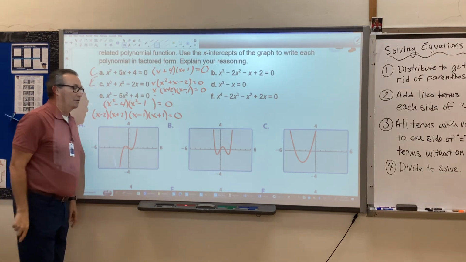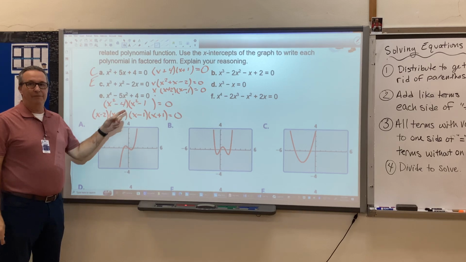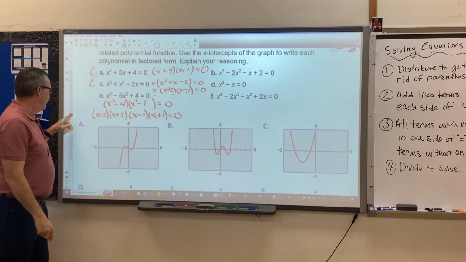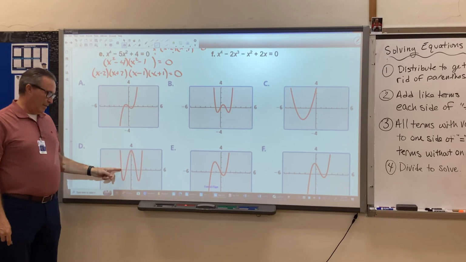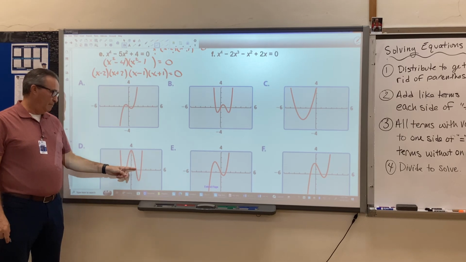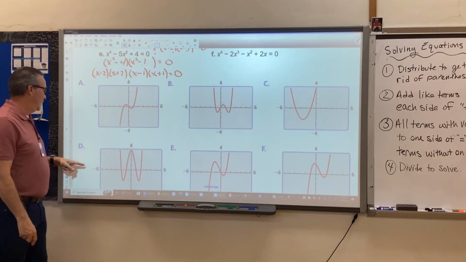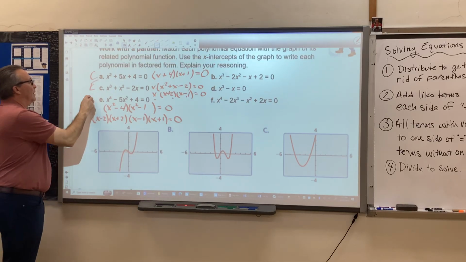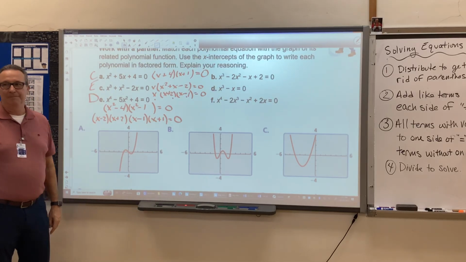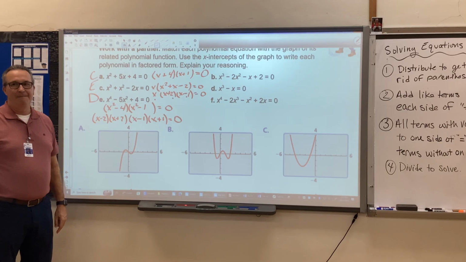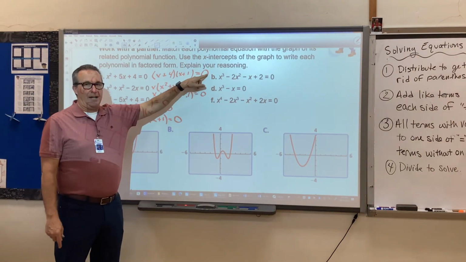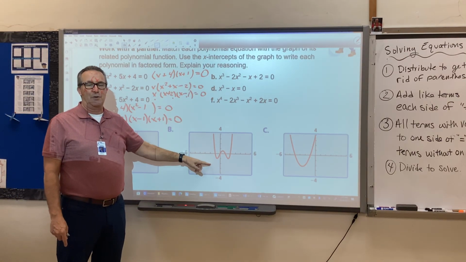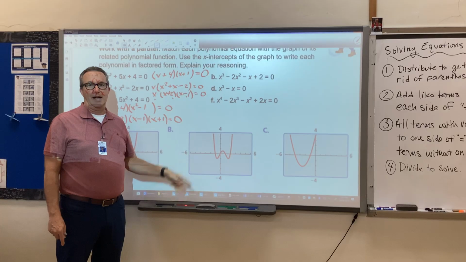So what are the zeros? Positive 2, negative 2, positive 1, negative 1. Which one has all of those zeros? Negative 2, negative 1, positive 1, positive 2. So D goes with E. Okay? Factor it, and the zeros of the factors are where the graph of the function crosses the x-axis.